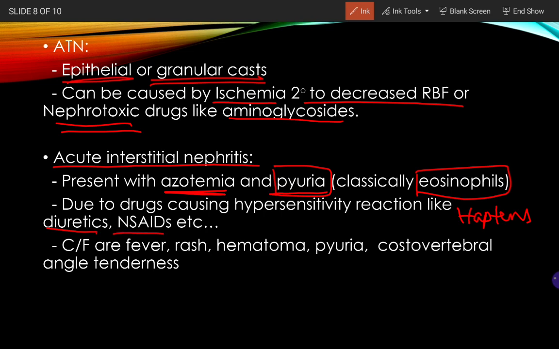So a patient with acute interstitial nephritis presents to you with fever, rash, hematuria, then pyuria, and there will be costovertebral angle tenderness. So any patient that comes to you with the investigations of the intrarenal cause that we just discussed, and also with all these features, you can confirm the diagnosis as acute interstitial nephritis.